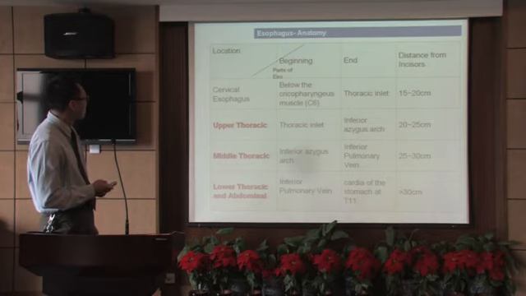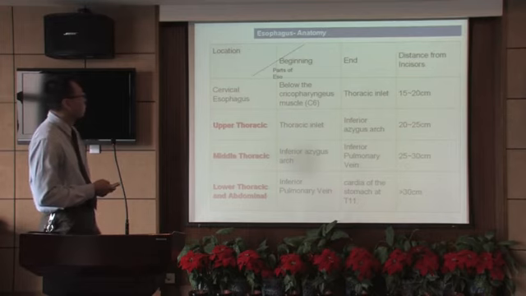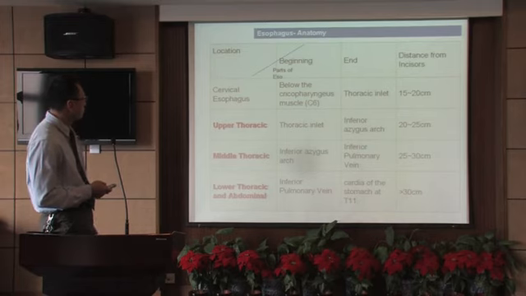The upper thoracic part begins from the thoracic inlet and ends at the inferior azygos arch. The distance from the incisors is 20 to 25 centimeters. The middle thoracic part begins from the inferior azygos arch and ends at the inferior pulmonary vein. The distance from the incisors is 25 to 30 centimeters.